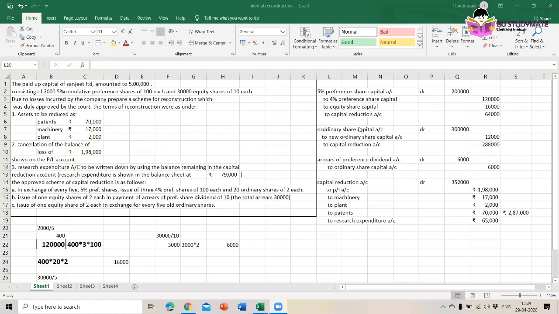I have already explained it to you, and to write down the journal entries in this way, we have to understand how much preference capital there is. We have 2 lakh rupees here. 2 lakh of 5% cumulative preference shares of rupees 100 comes to 2 lakh rupees, and the rest of the calculations.